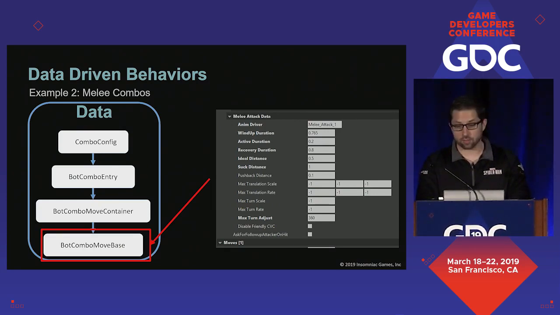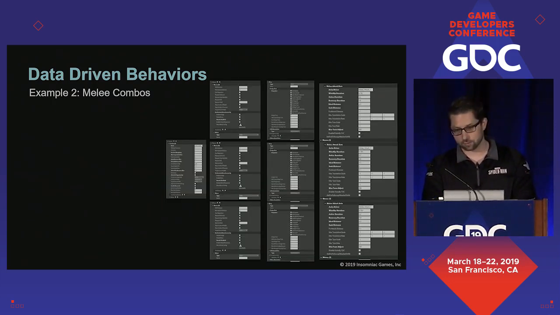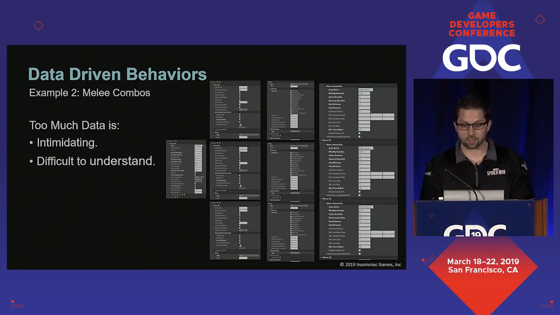However, remember that I said this was a 3-hit combo? All of this data is repeated twice more. And it eventually looks like this. This character also has 4 more combos, a shockwave, a grapple, a throw, and another multi-hit combo. So yeah, the amount of data needed to be configured made the system intimidating and difficult to understand. Improving on this is one of our next big goals.